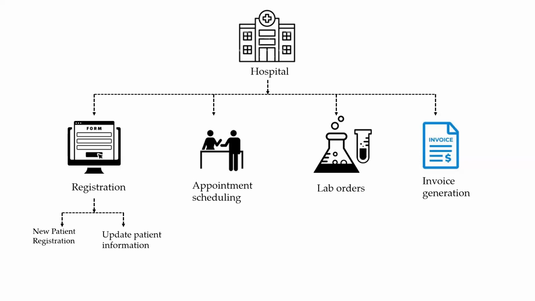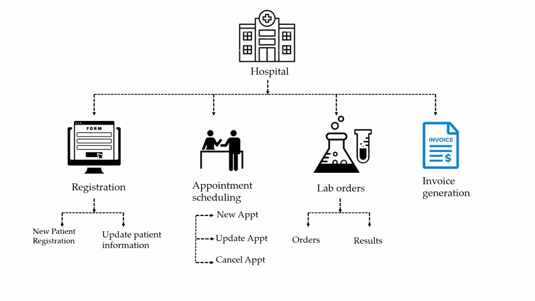Next, if you look at appointment scheduling. Appointment scheduling has three events. New appointment, which is nothing but creation of an appointment. Next, you have update appointment, which is update of an existing appointment, like changing the status of an appointment. Next, you have cancellation of an appointment, where the patient doesn't arrive, but you want to cancel the appointment, then you go ahead and do that. So that's another event.